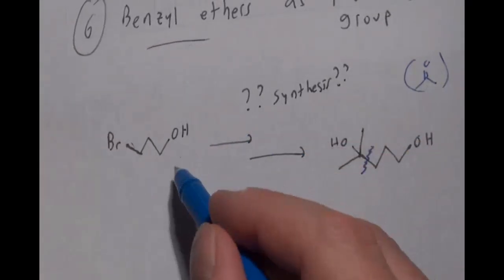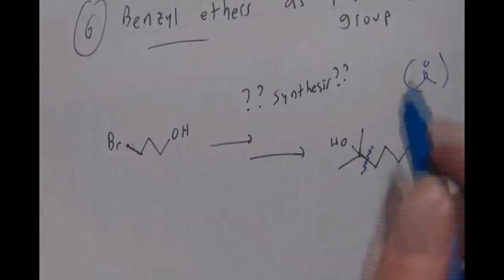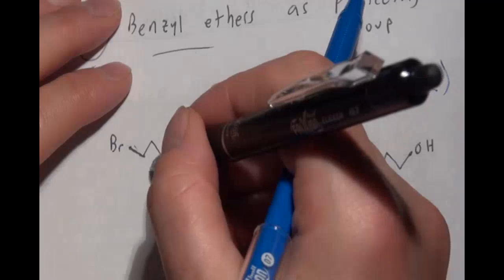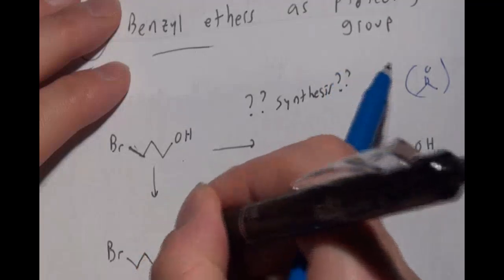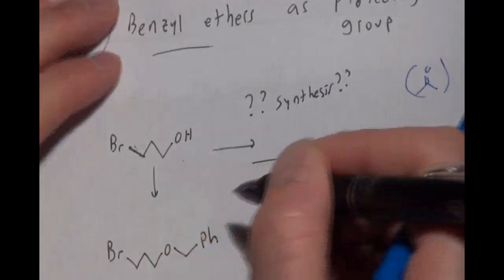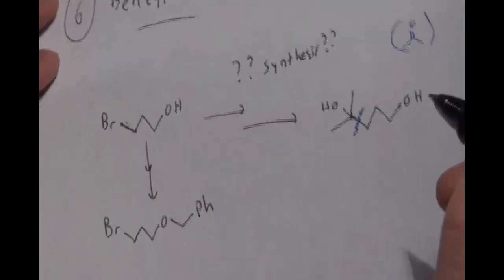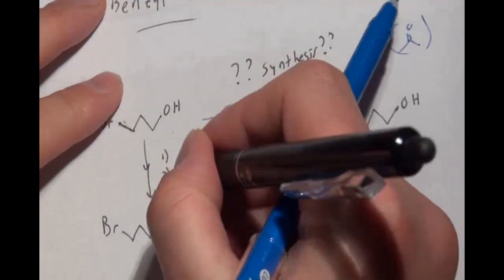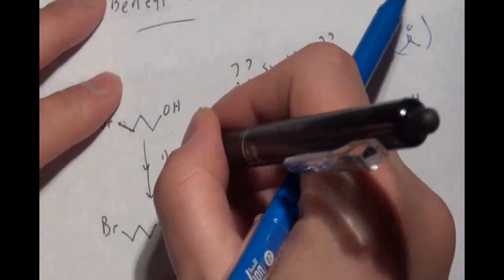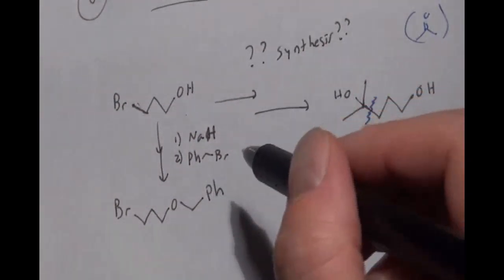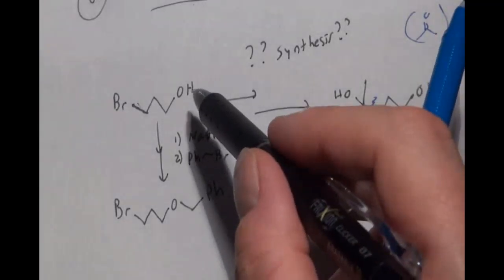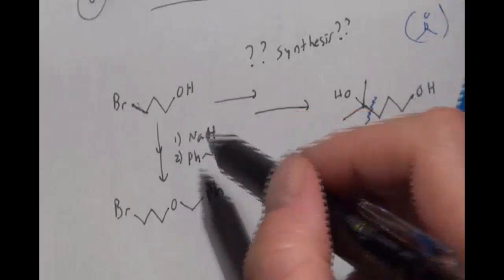So let's protect the alcohol, do some stuff, and then deprotect it. So how do we put on a benzyl protecting group? It's an ether. How do you make an ether? Well, base and then benzyl bromide. The base is probably NaH, sodium hydride. The base takes off the proton from oxygen, makes O-, which attacks in an SN2, the Williamson ether synthesis.